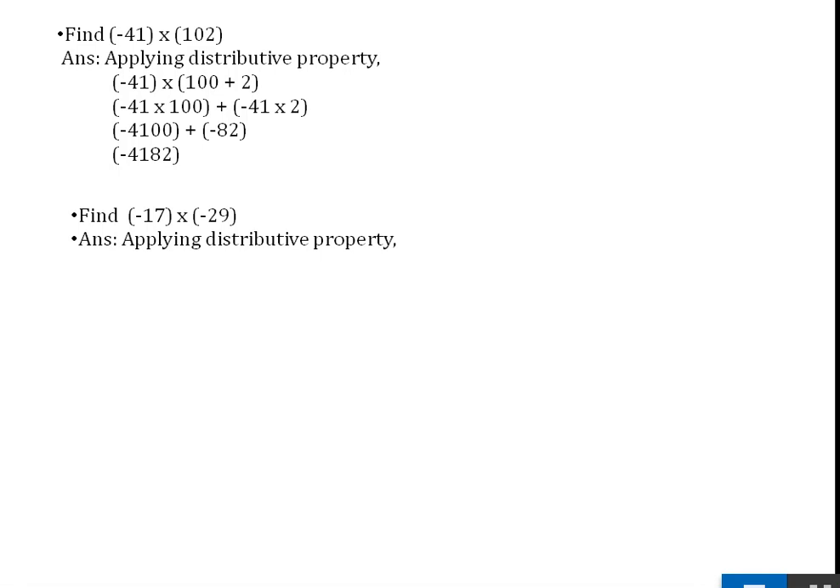Next one. Here also you can see negative 17 into negative 29. Seeing negative 29, you will write it as negative 20 plus negative 9. Otherwise, you can write it as negative 30 plus positive 1. I will show you both the methods. You can choose whichever method you feel is easy.